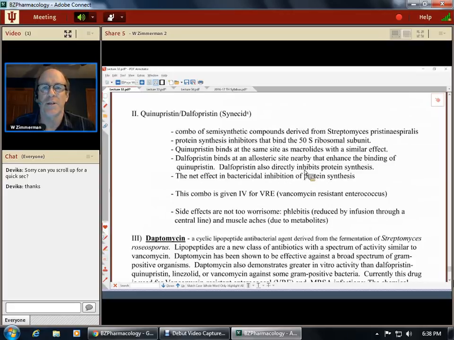Quinupristin, dalfopristin, it's just not being used much. I don't really have anything to add to what's written there. I'm just going to say it's for your information only. It's not on your drug list. I'm just not seeing it used enough to warrant discussion of it.